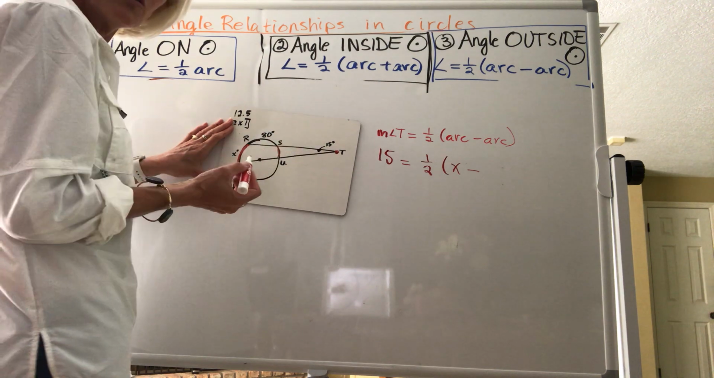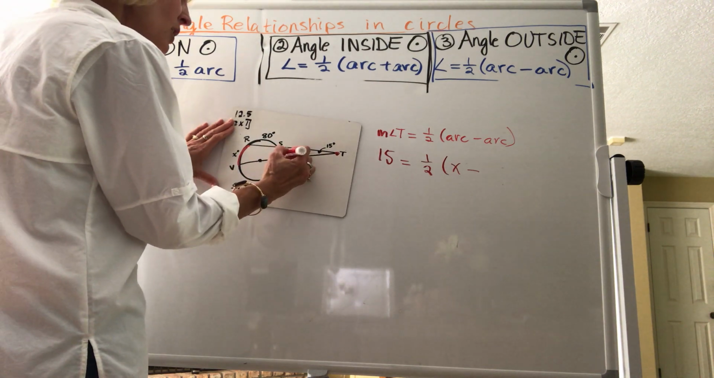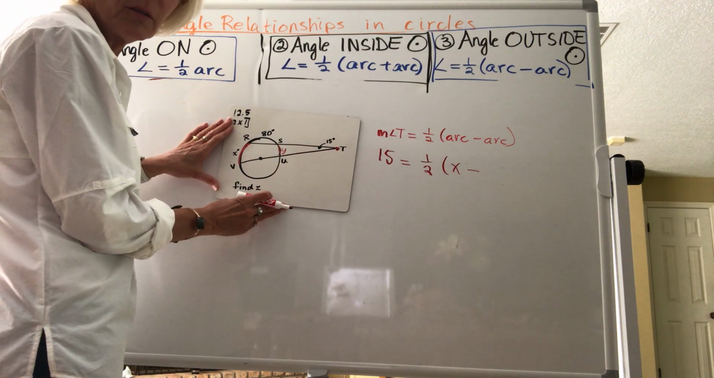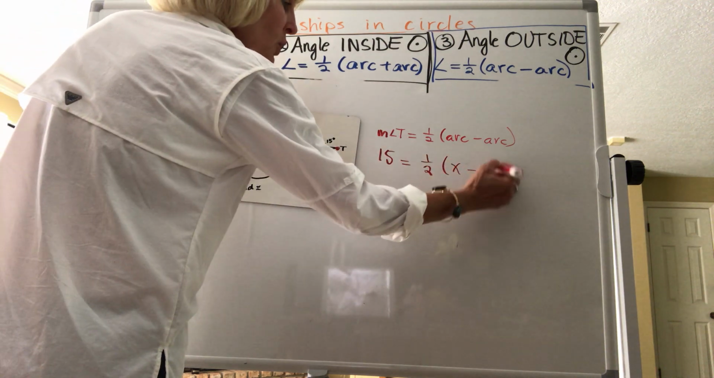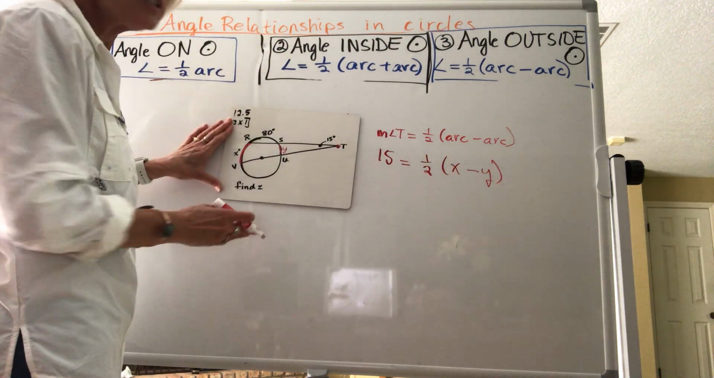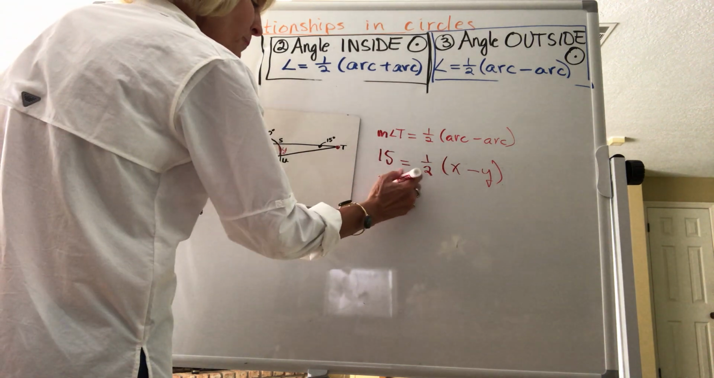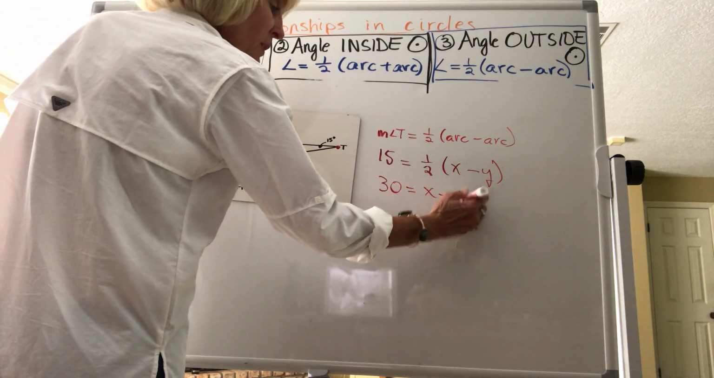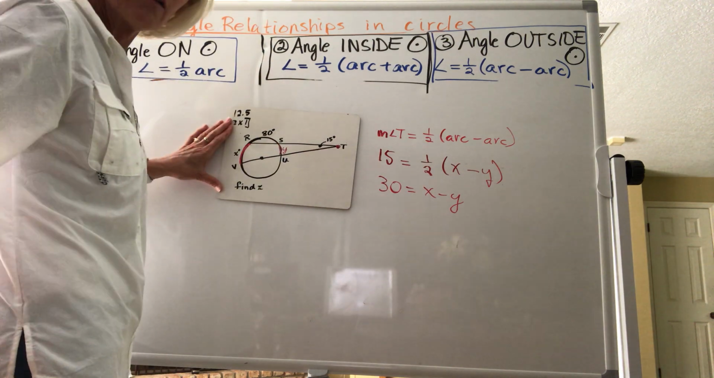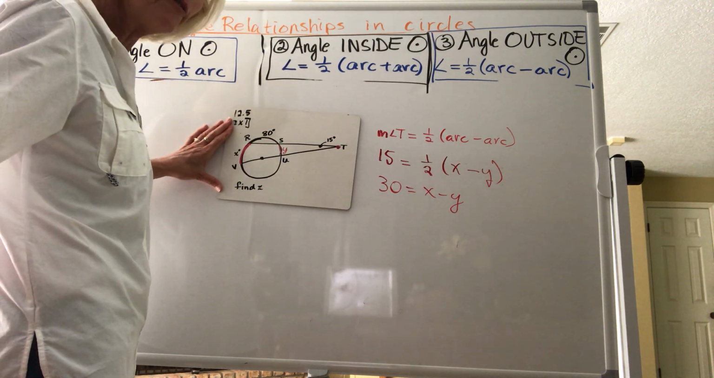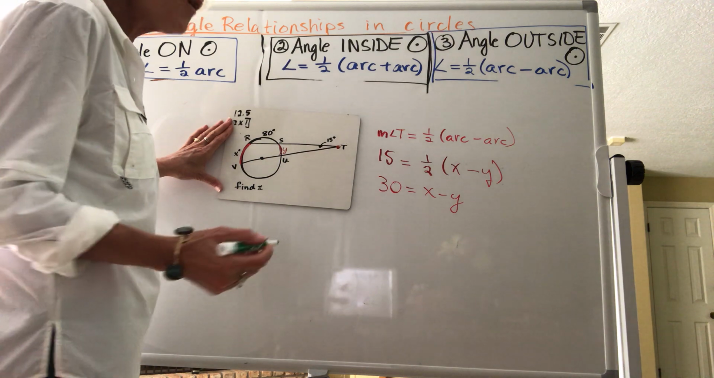So there's a couple of ways you can do it. If you don't know it, you could introduce a second variable. Let's just call it y. So I would know that 15 is equal to 1/2 x minus y. Okay, double that makes it 30 equals x minus y. Now, how am I supposed to solve for x if I have an x and a y?